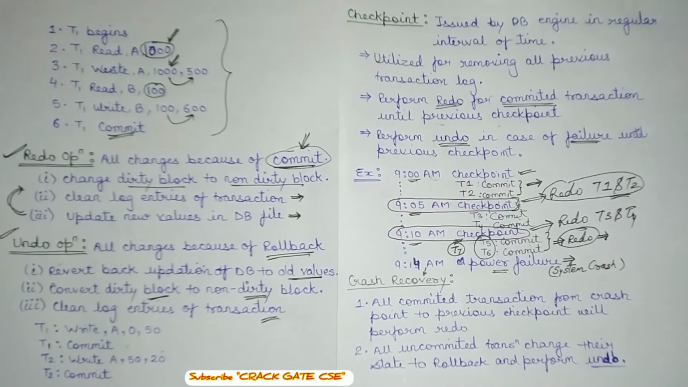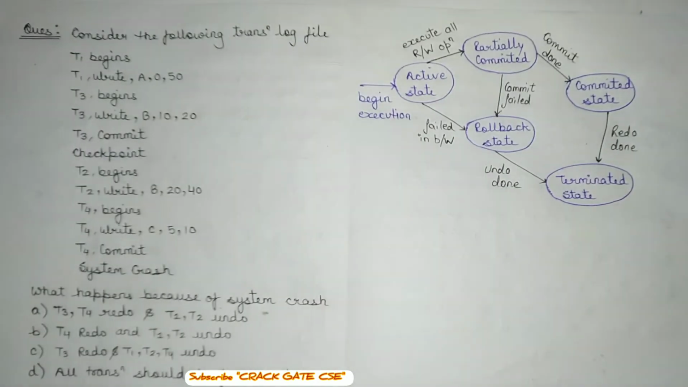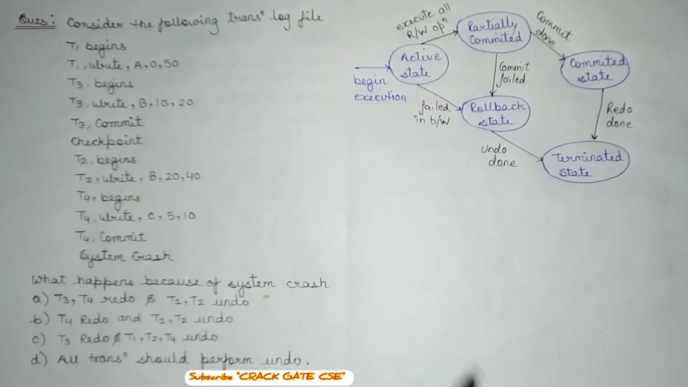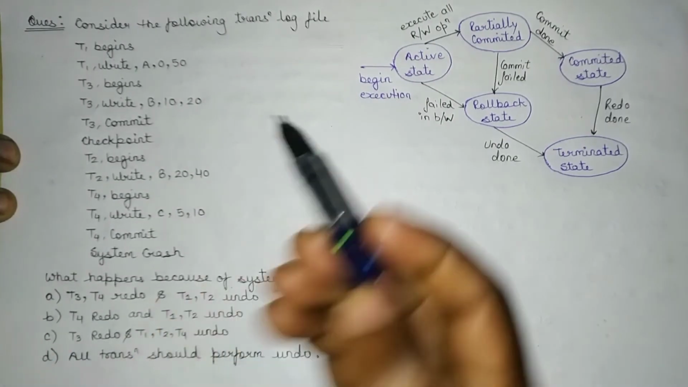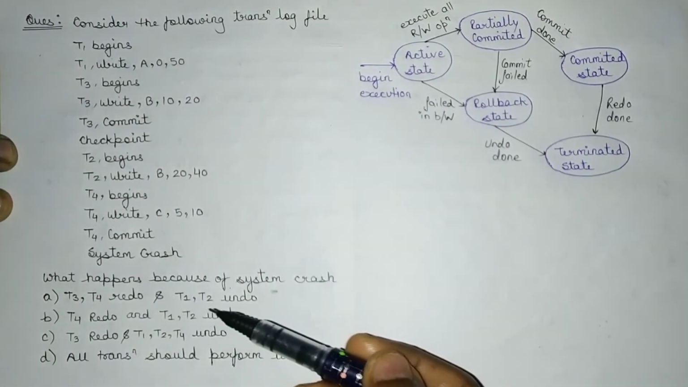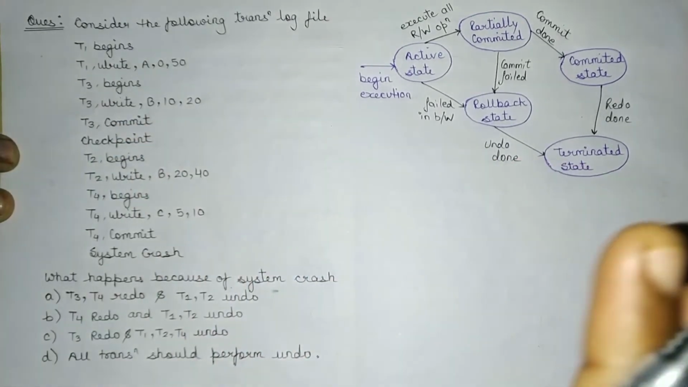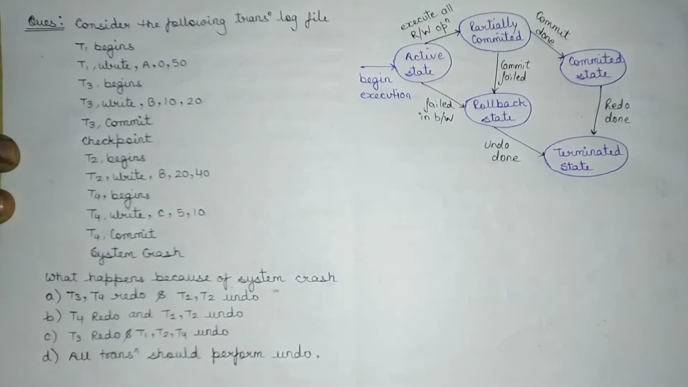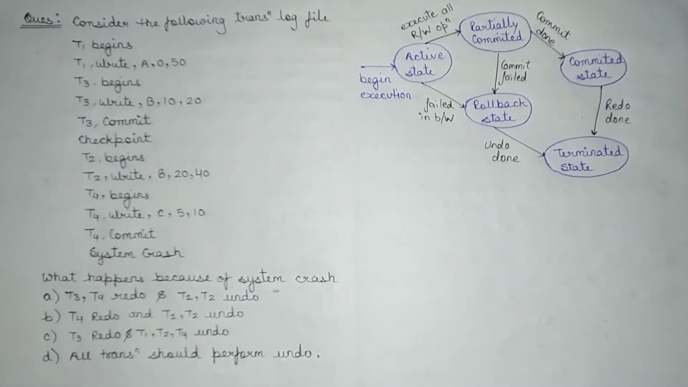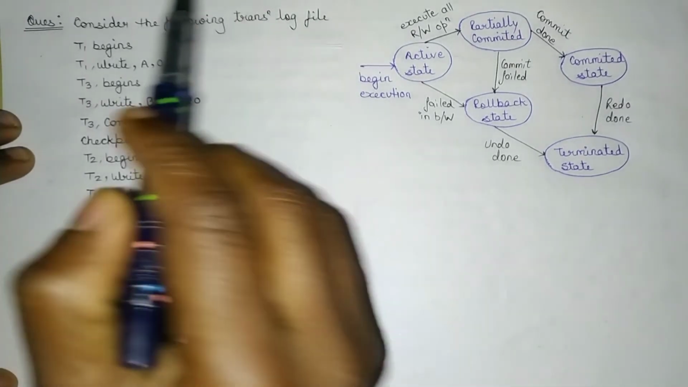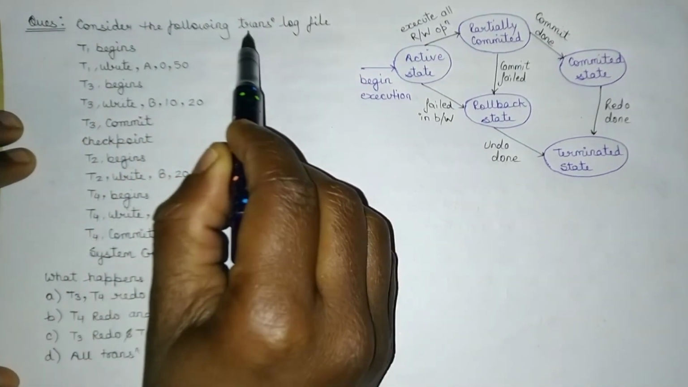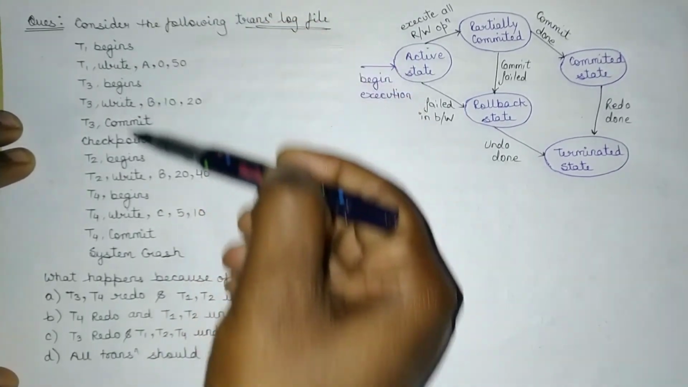Right? Now if you understood all of these things, there is one important question that you should try. Please pause your video and try to solve this on your own. If you are able to solve this question on your own, that means you understood everything discussed in this video. And in case you are not able to, don't worry, I am about to explain how exactly it works. The question says: consider the following transaction log file. The transaction log file is given.